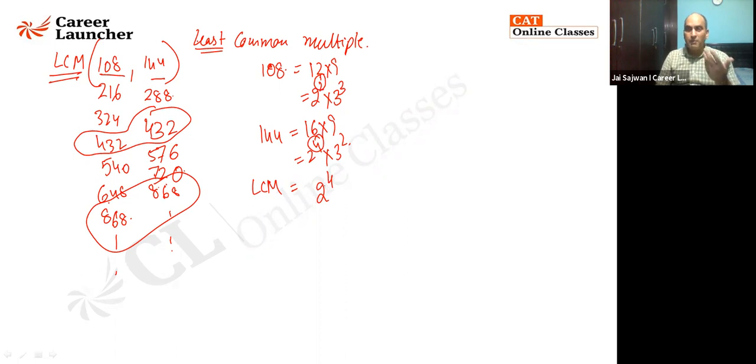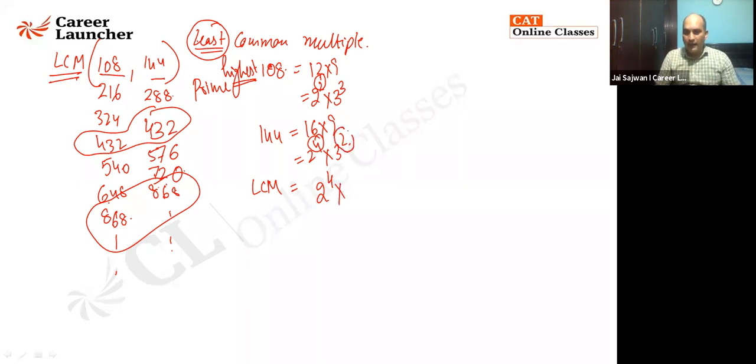Reason is, if a number is a multiple of 16, it is also a multiple of 4. But is it true that a multiple of 4 is also a multiple of 16? No. 4 2s are 8, which is not a multiple of 16. 4 3s are 12. No, it is not a multiple of 16. 4 4s are 16. Yes, it is a multiple of 16. But if you pick up any number which is a multiple of 16, that must be divisible by 4 as well. That's why, though the word used here is least, I will take the highest power of the prime number.